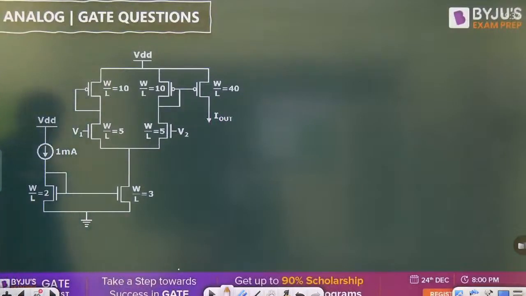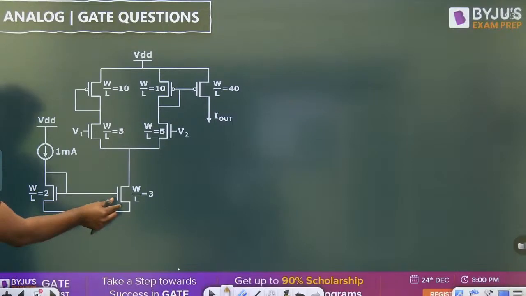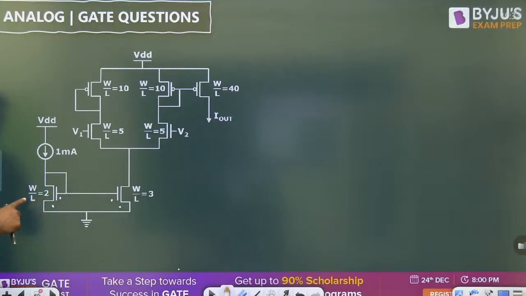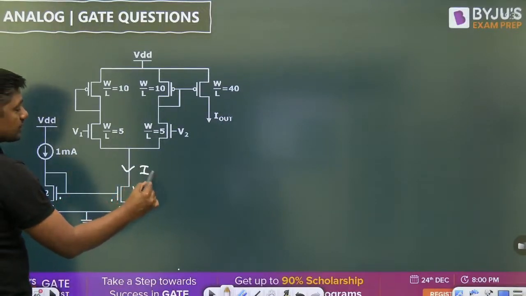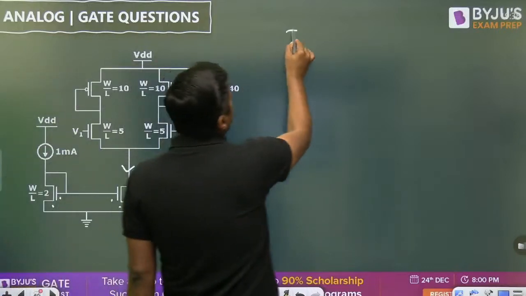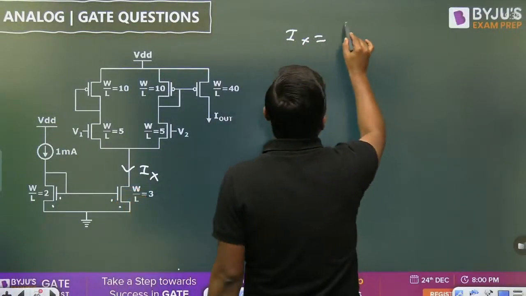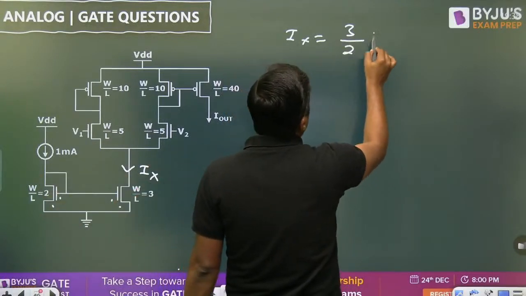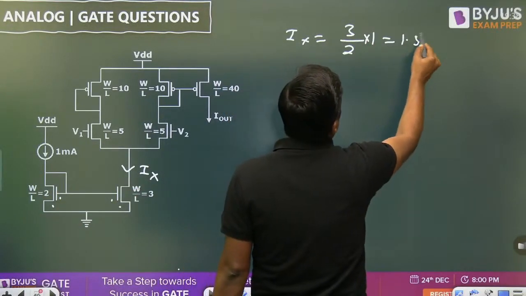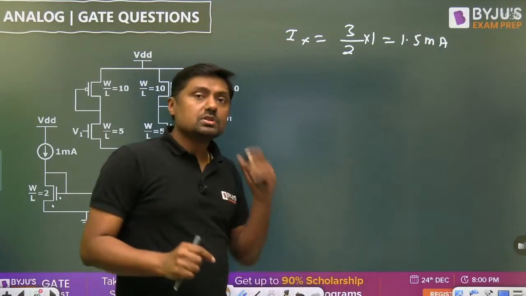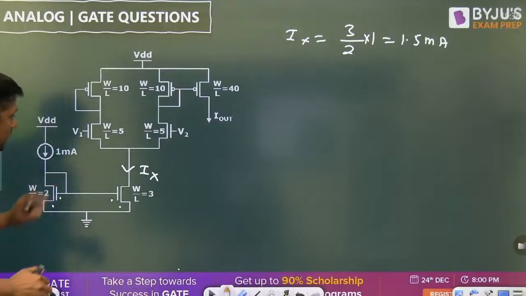Now in this diagram, this current is 1 milliampere. What is the current through the gate terminal? 0. This is 1 milliampere. This is in saturation. When the drain is connected to the gate, that will be in saturation. This is also in saturation. We are having the same VGS here, same VGS here. 1 milliampere, W/L is 3, W/L is 2. So what is the current here? Let it be IX. IX will become 3 by 2 into 1 milliampere. It will become 1.5 milliampere. At this point, it is 1.5 milliampere.